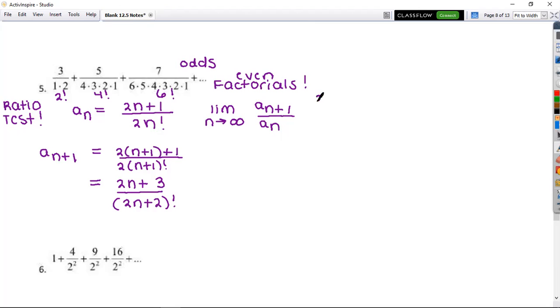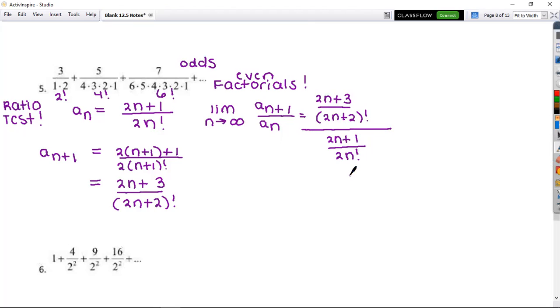So I'm going to go 2n plus 3 divided by 2n plus 2 factorial. And then I'm going to go times, oh, I'll do division first. I don't know if you guys are comfortable skipping steps yet. 2n plus 1 over 2n factorial.